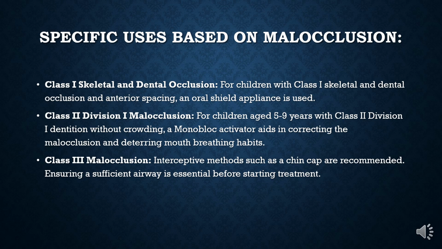For children aged 5 to 9 years with class 2 division 1 dentition without crowding, a monoblock activator aids in correcting the malocclusion and deterring mouth breathing habits. And interceptive methods such as chin cap are recommended for class 3 malocclusions. Ensuring a sufficient airway is essential before starting the treatment.